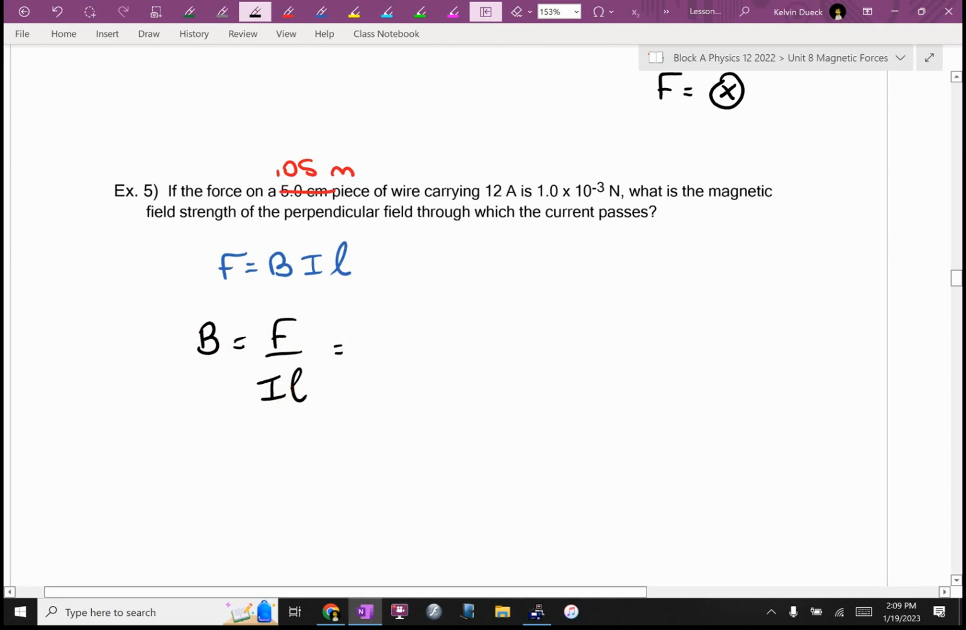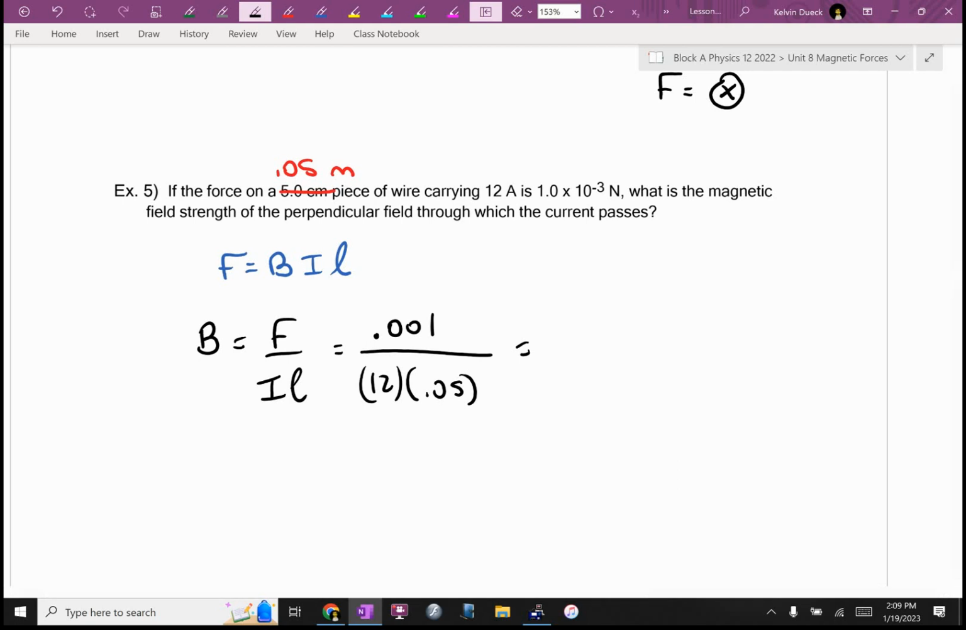All right. Well, Mal? No, I already picked on you for one of these. Maddie, what's the force? I'm going to write 0.001 because that's less typing. Divided by 12. And also divided by 0.05. How strong a magnetic field will I need to create if I want that big a force?